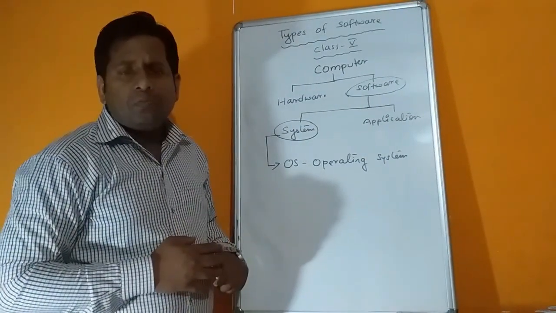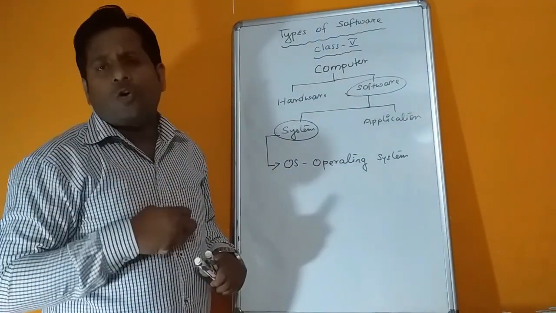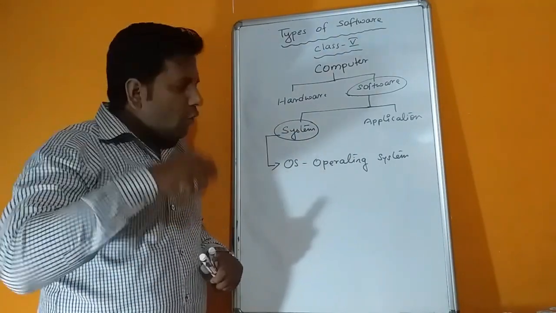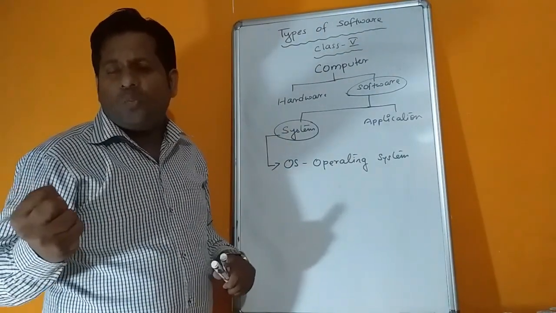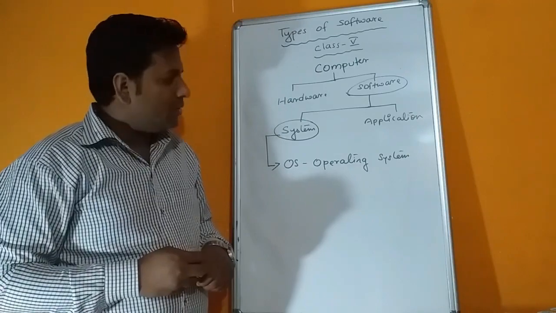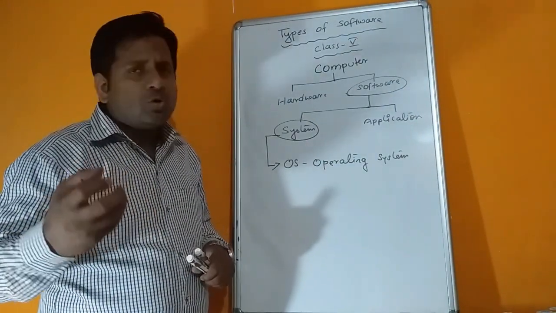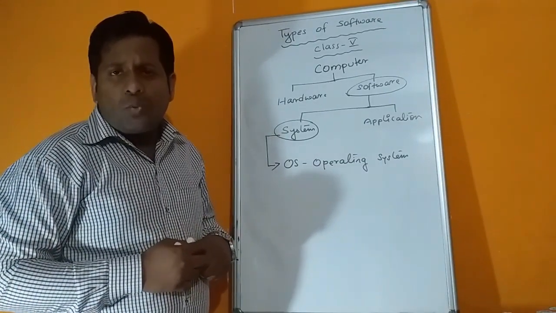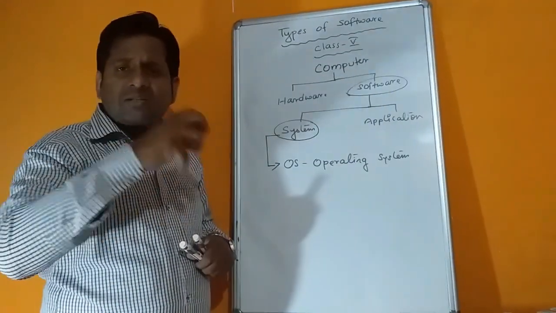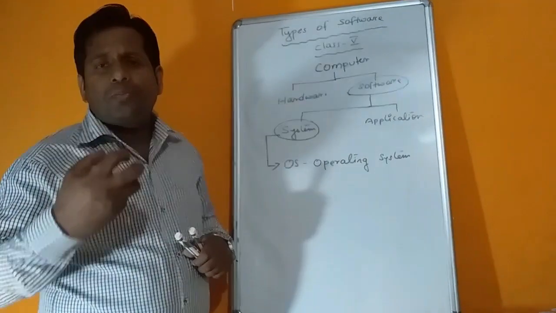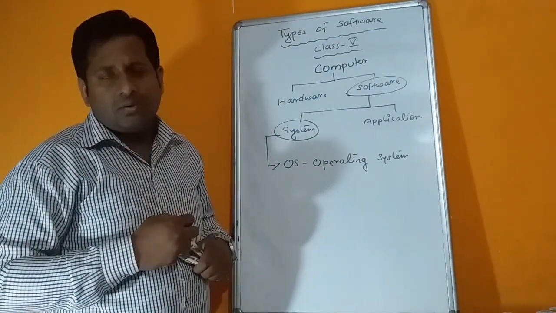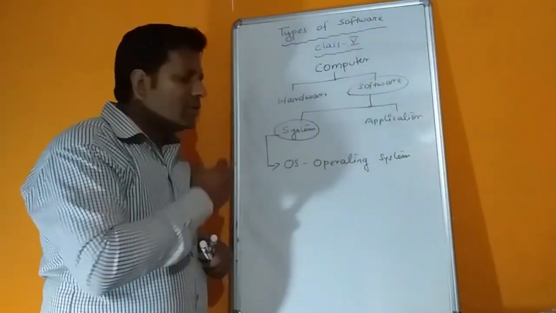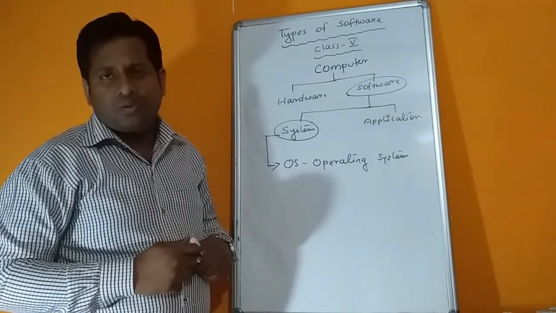Operating system is like oxygen for human beings. If oxygen is removed from us, what happens? We are dead. Life does not exist without oxygen. In the same way for computer also, if operating system is removed, computer becomes a useless machine. Computer will be unable to perform any task.